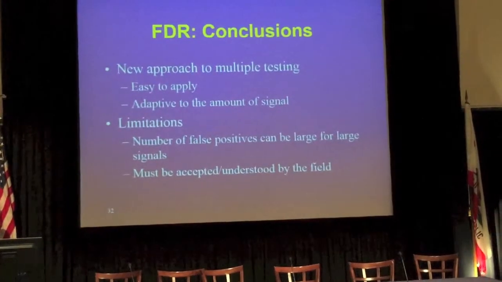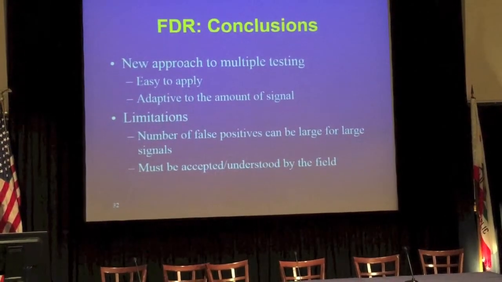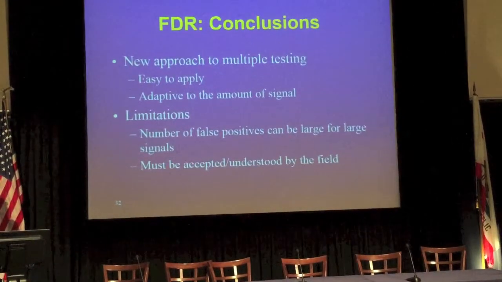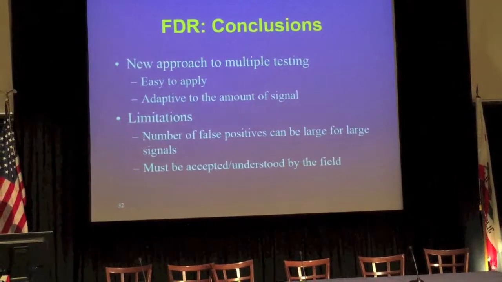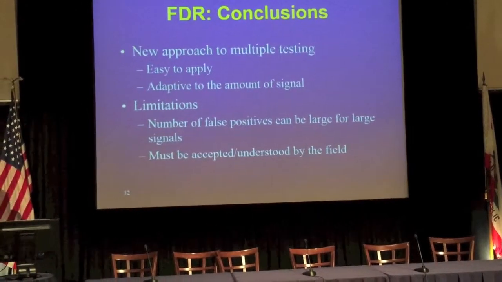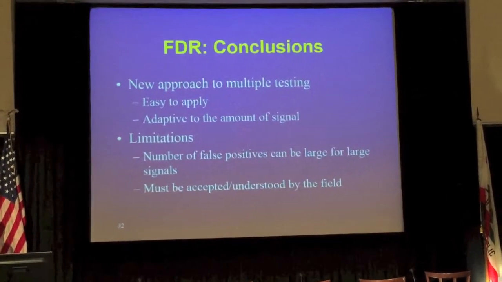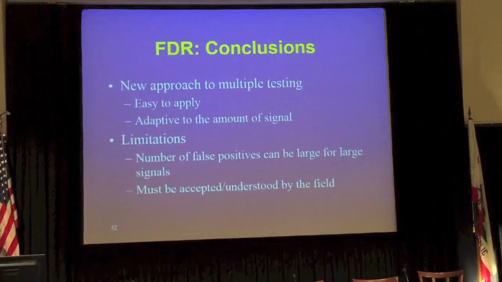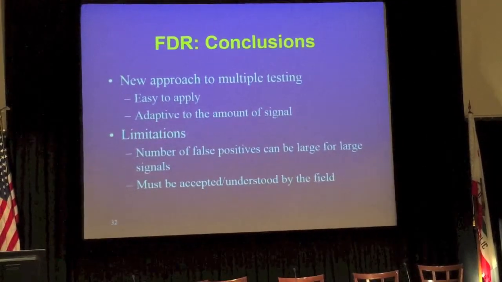So the FDR approach is actually quite good. It's a new approach to multiple testing. It's easy to apply, and it's fairly adaptive to the study and the signal. The limitations are that the number of false positives can be too large for large signals, and it must be accepted and understood by the field because it's a new technique.